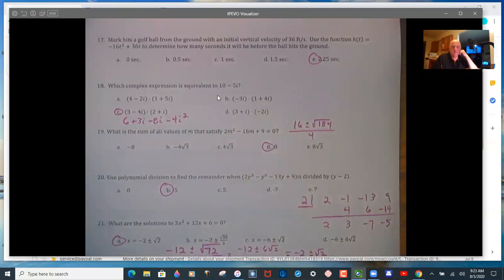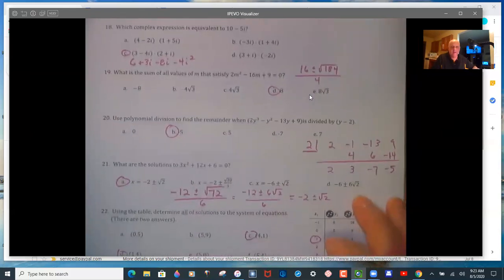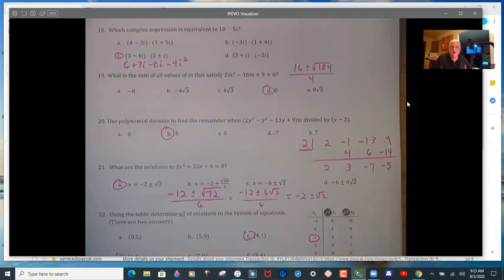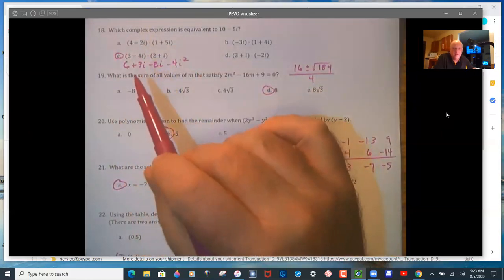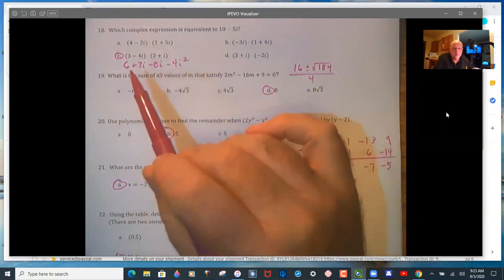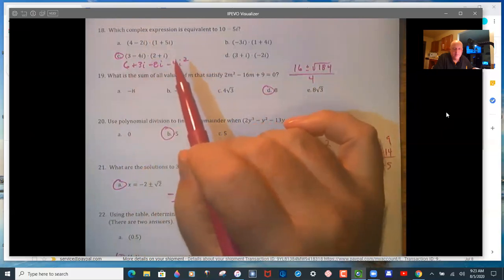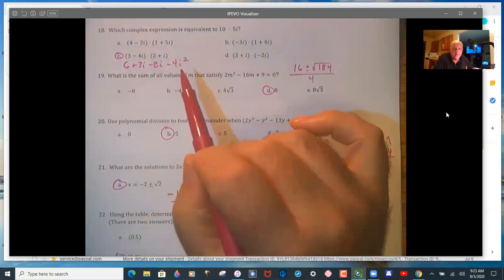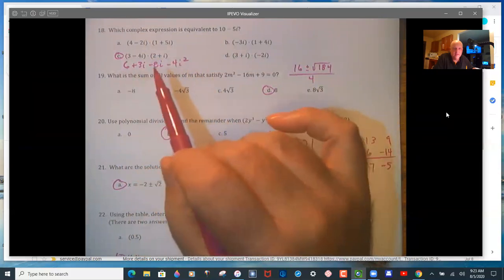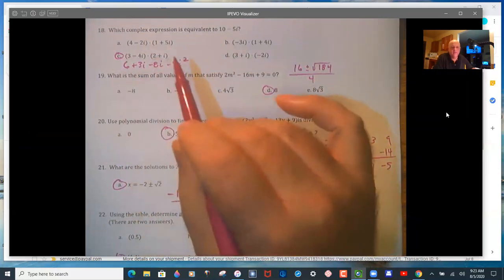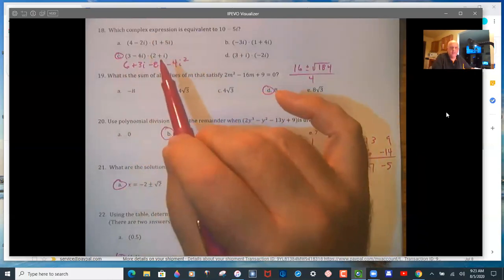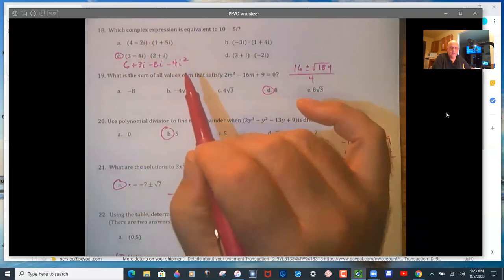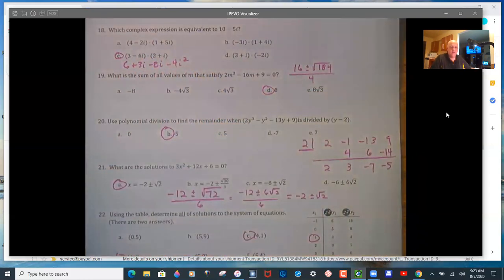Which complex expression is equivalent to 10 minus 5i? This is quite involved because you have to do the product of all of them. It ends up being c. The minus 4i squared, that's plus 4 because you changed the sign. So that's 10, and then 3i minus 8i. You got to do the FOIL product on it: 6 plus 3i minus 8i minus 4i squared. And don't forget i squared is negative 1.